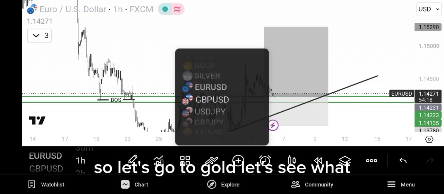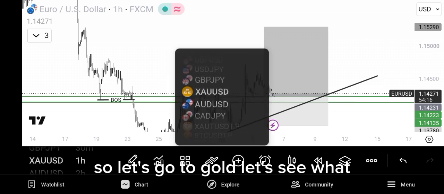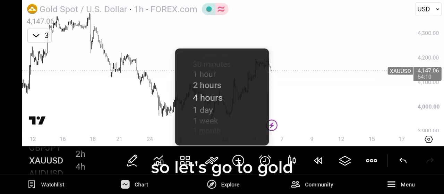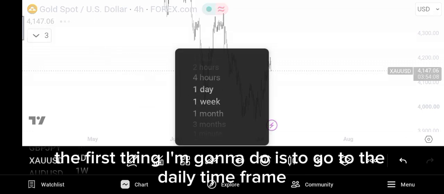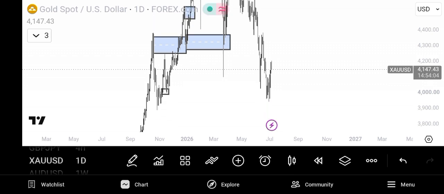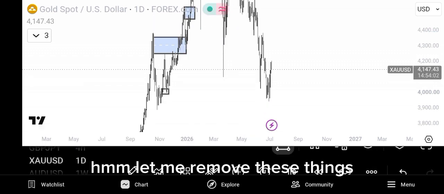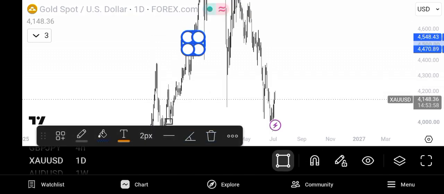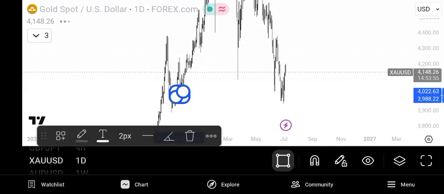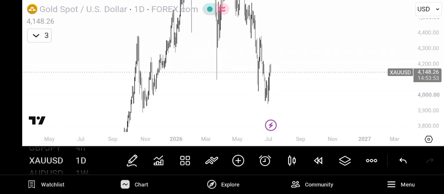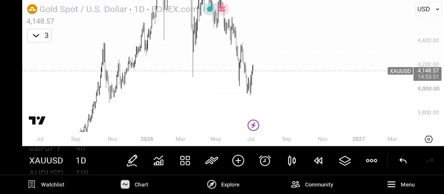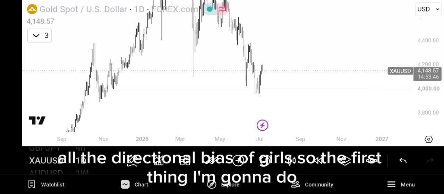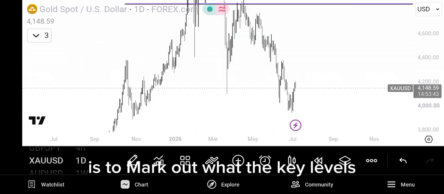So let's go to gold. Let's see what is happening in gold. The first thing I'm going to do is go to the daily time frame. Let me remove these things. What's the directional bias of gold? The first thing I'm going to do is mark out the key levels.